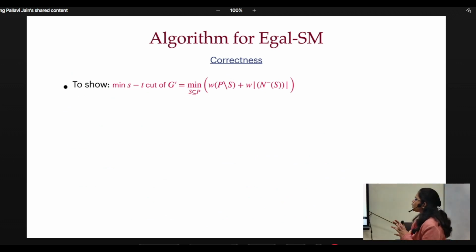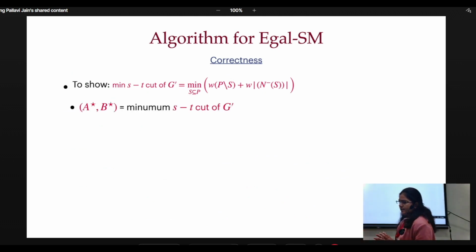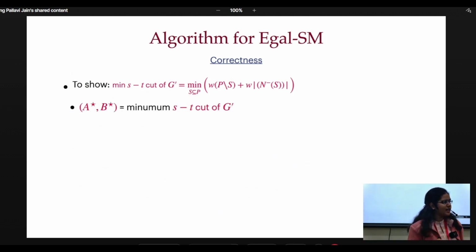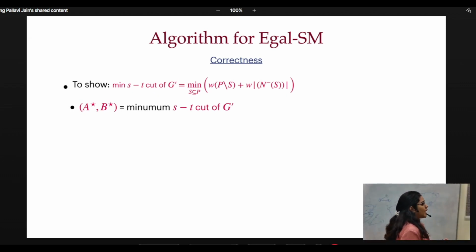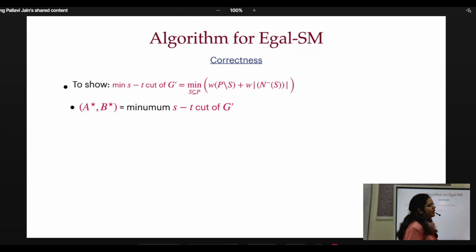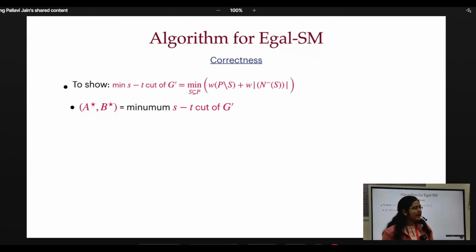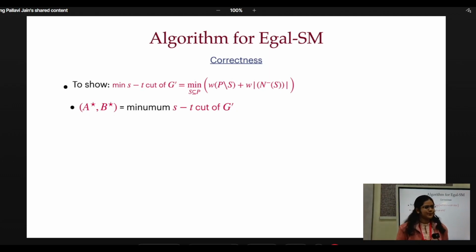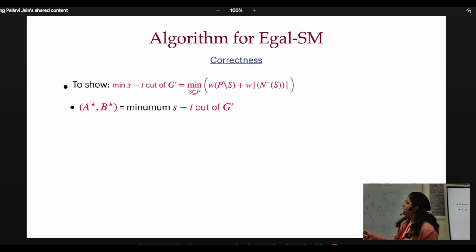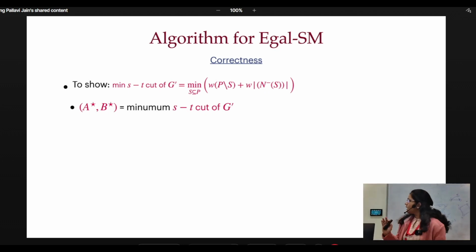Now to show such kinds of equalities, one standard technique is this: if it's an equation A is equal to B, how can I prove it? If I just show that A is less than or equal to B and A is greater than or equal to B, then I know that A is equal to B, and this is exactly what we are going to do. So let us consider the minimum ST cut of G prime, A star, B star. Let us look at the picture.